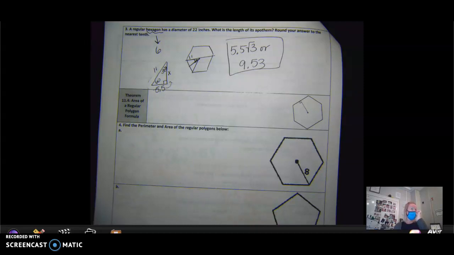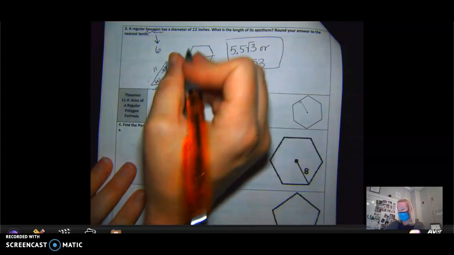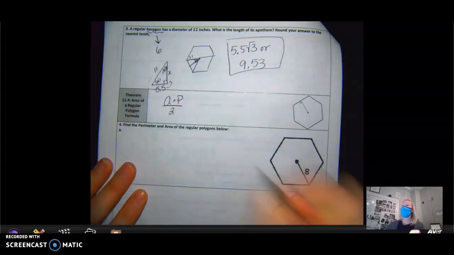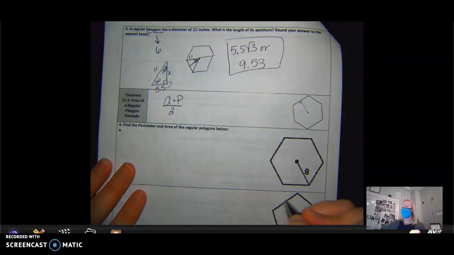Pi r squared. Pi r squared for area of the circle. 2 pi r would be for the, there we go. Okay, so here is how we find area of this guy. It is A times P divided by 2. But we need to know what A and P represent.